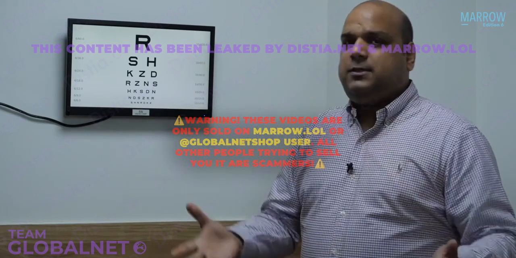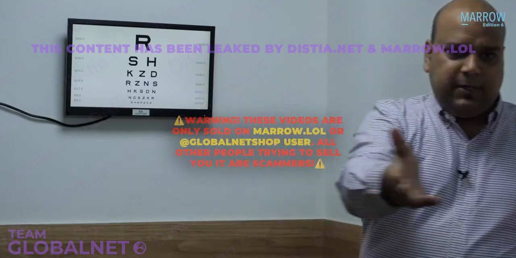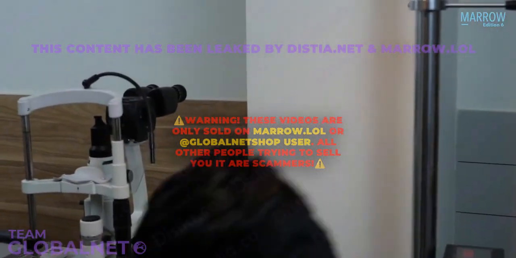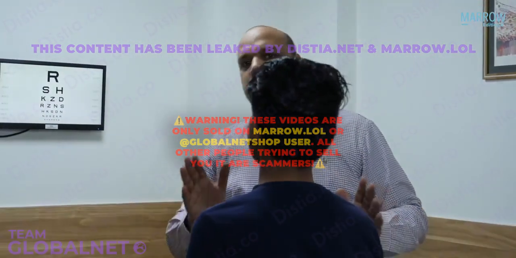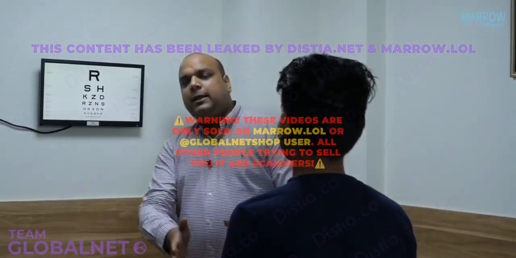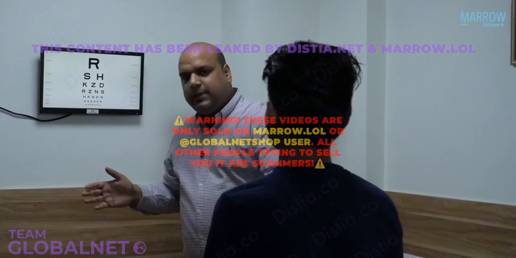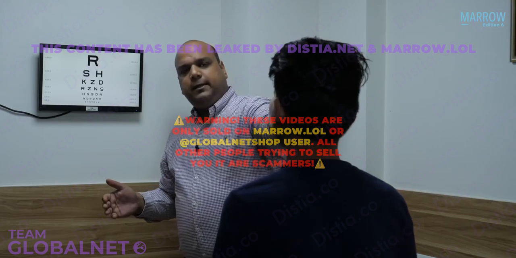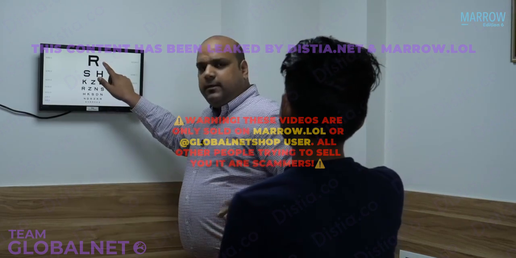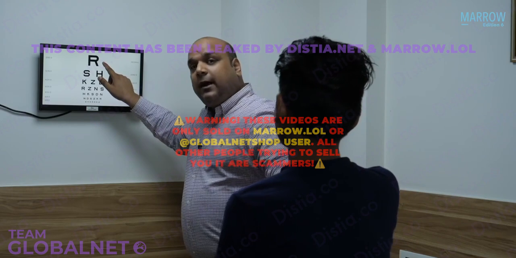So what do we do in such a case? We ask the patient to stand up and move 1 meter forward. That's it. Now the patient is standing closer to the chart. Instead of 6 meters, now my patient is standing at 4 meters. Close your right eye. Now can you read anything? No. The patient still can't read anything.